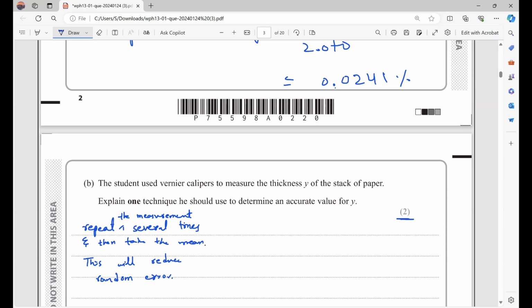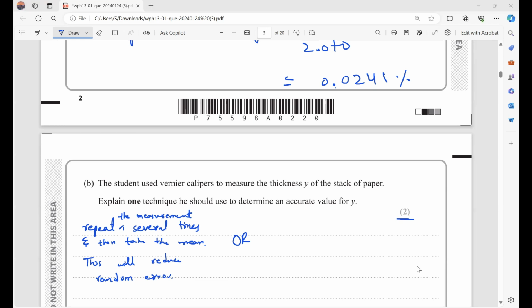This is one way of putting it. But then another way you can put it, because it's a vernier calipers. If it's a vernier calipers, a micrometer screw gauge, something like that, you can always talk about the zero error. So it's either this answer or this one on the right. Now, if I talk about what is a zero error, let me just show you.